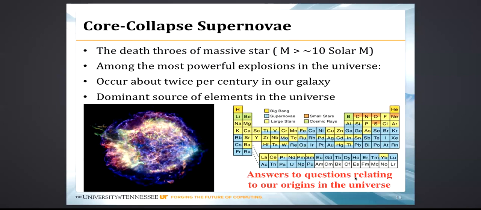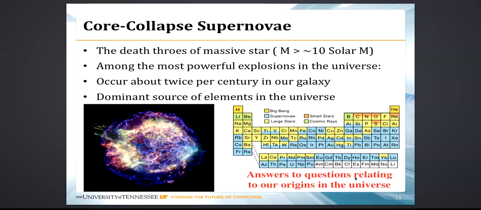Okay, now switch gears one more time. Another thing that we hope to do with the Oracle is the simulation of core collapse supernovae. Supernovae are the death throes of massive stars. Stars that are 10 solar masses or greater eventually will burn all of their fuel and collapse, producing an explosion known as a supernova.